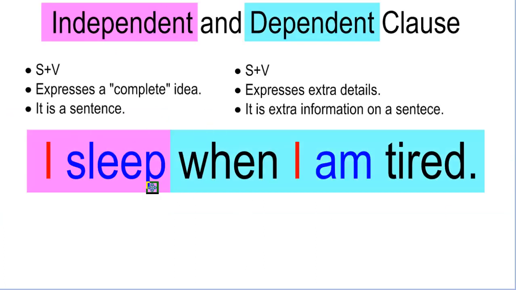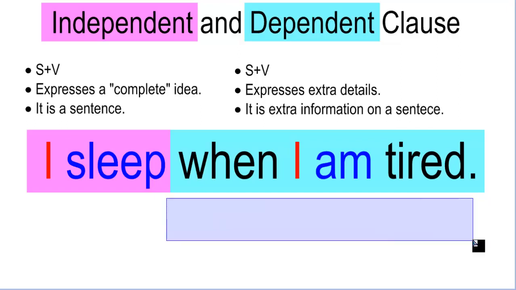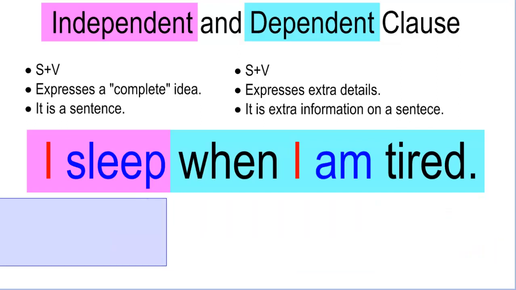So you can see the difference here. Independent clauses possess a subject and a verb, and an independent clause expresses a complete idea. Okay, for example, I sleep. That's a complete idea. It's a complete sentence. Technically, yes, but if you want, you can give more context. But if you say I sleep, it's logical and it's grammatically correct. Usually these are sentences.